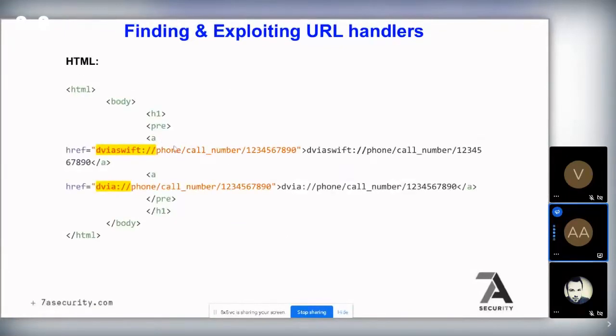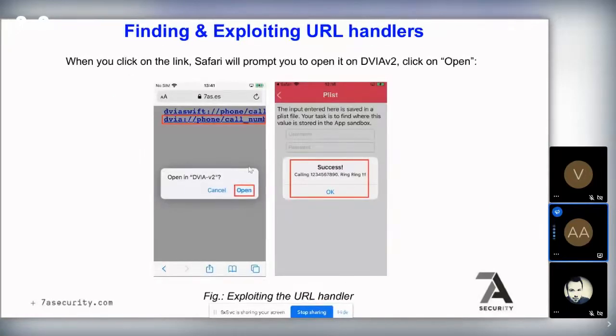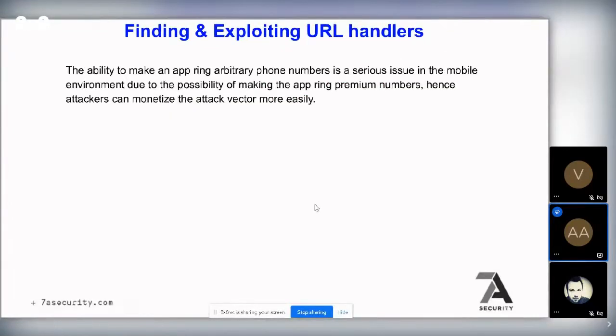So yeah, and this is how the HTML looks. You have basically the URL, and of course this would say win an iPad or click here to win the lottery, or whatever, something enticing to the user. And then the actual exploitation will look something like this. In Safari, you click on one of the links, and then you have this prompt opening down below, version 2, and you tap on open, and then you can see that the phone call is being made, right?